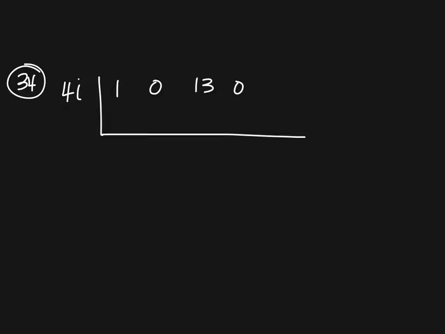How'd you get started with 34, Charlie? 4i, and then I did the, like that. And then I did the 1, 0, 13, 0, negative 48. Awesome. All right, 1, 0, 13, 0, negative 48.